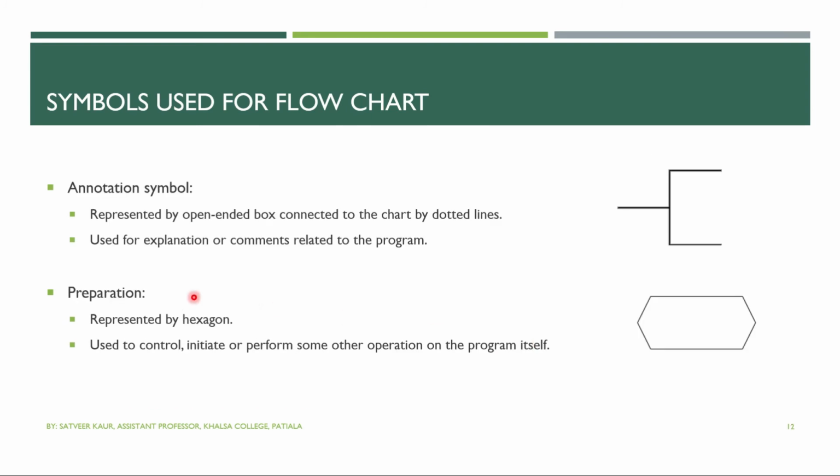The next one is annotation symbol. It is represented by an open-ended box connected to the chart by dotted lines. Here it will be a dotted line. It is used for explanation or comments related to the program. The next one is preparation. It is represented by a hexagon. It is used to control, to initiate or to perform some other operation on the program itself.